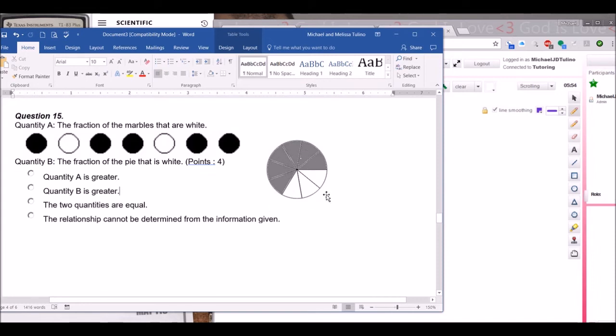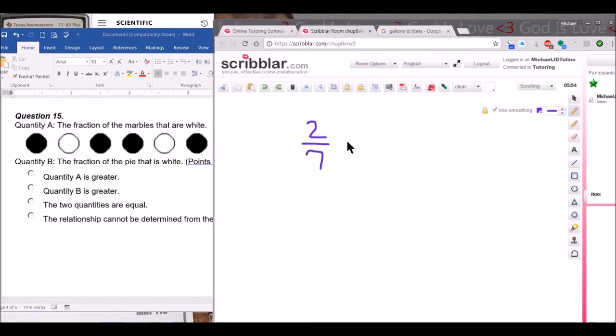Let's just make sure here. 1, 2, 3, 4, 5, 6, 7, 8, 9, 9. All right, and that's going to be 3 white spaces over the total of 9. All right, so it's not exactly easy to compare these just by looking at them. We can divide them. We can get a common denominator. There's all sorts of things we can do.